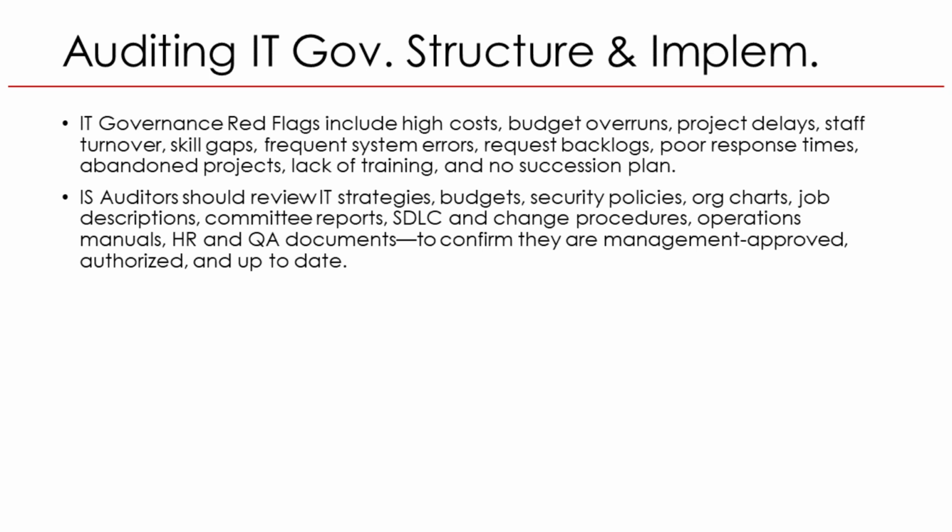steering committee reports and change management procedures to confirm there is oversight of IT projects and system changes, HR and QA manuals to evaluate staff competency and quality control processes. Finally, the auditor must determine two key things: whether these documents were created and approved by management as intended, and whether they are current, accurate, and regularly updated.